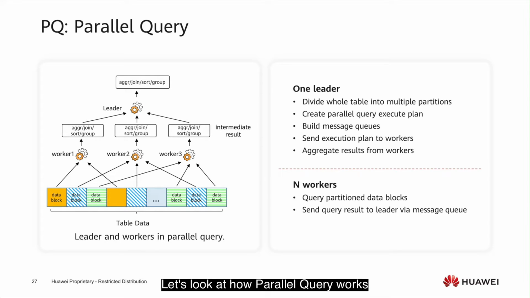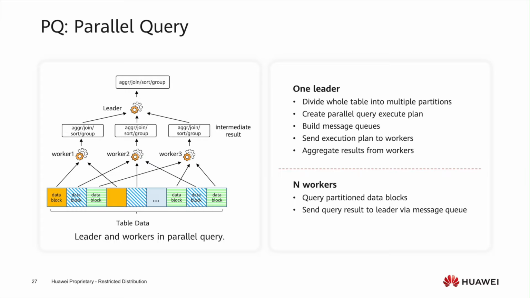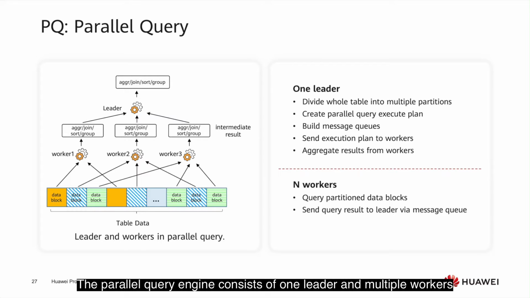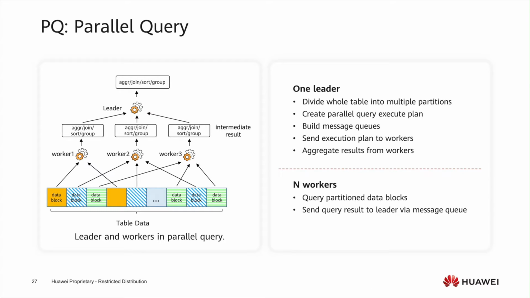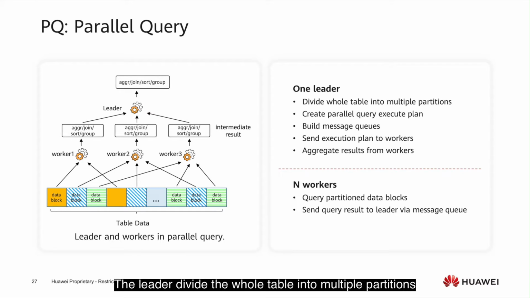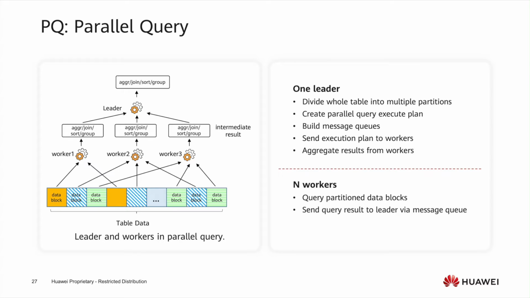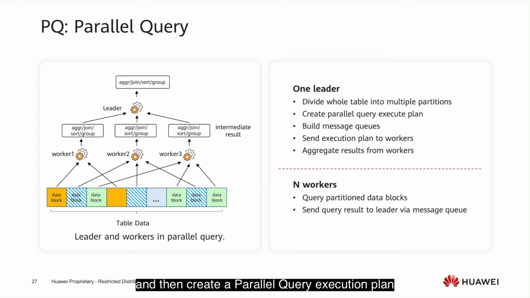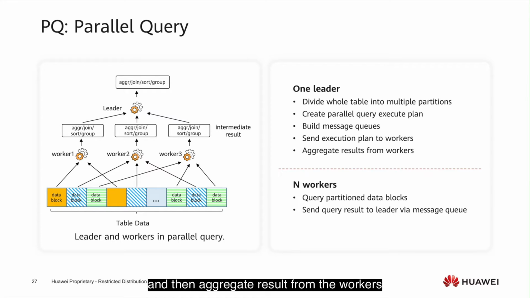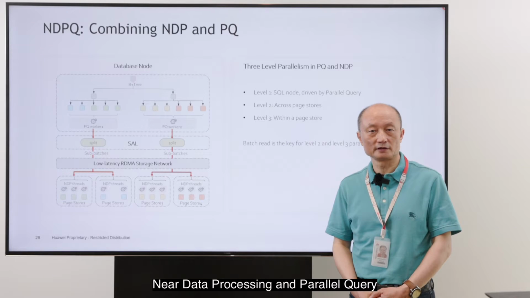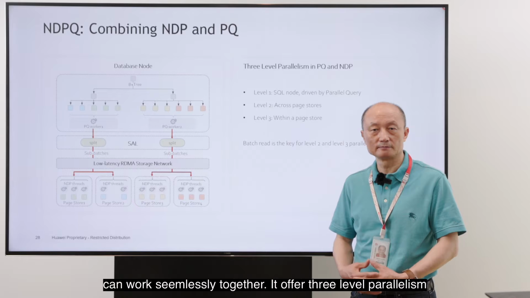Let's look at how parallel query works. The parallel query engine consists of one leader and multiple workers. Query execution starts from the leader. The leader divides the whole table into multiple partitions, and then creates the parallel query execution plan. It sends the execution plan to the workers, and then aggregates the results from the workers. Near data processing and parallel query can work seamlessly together.